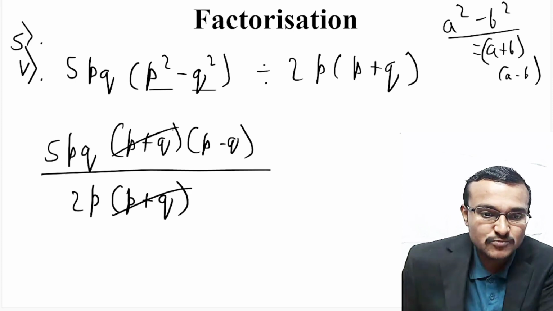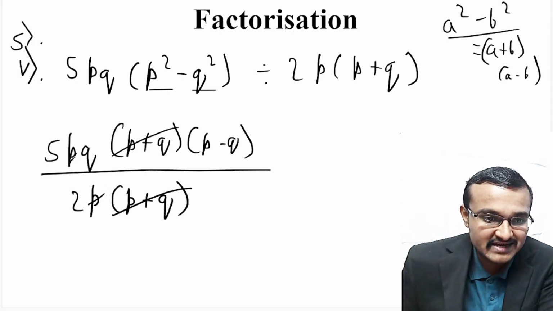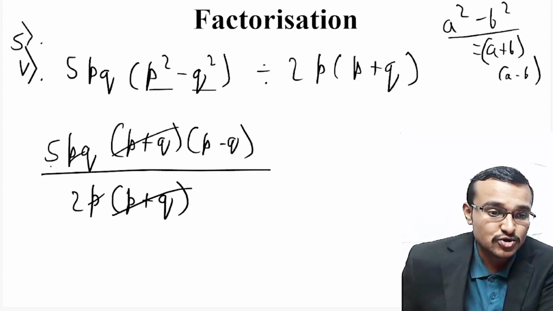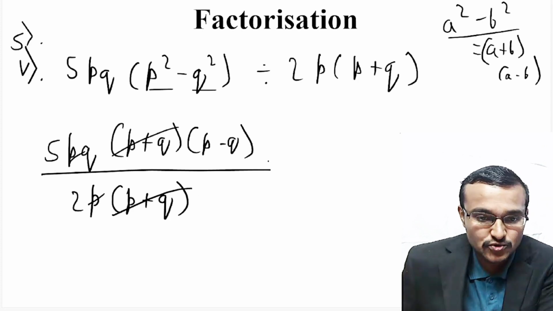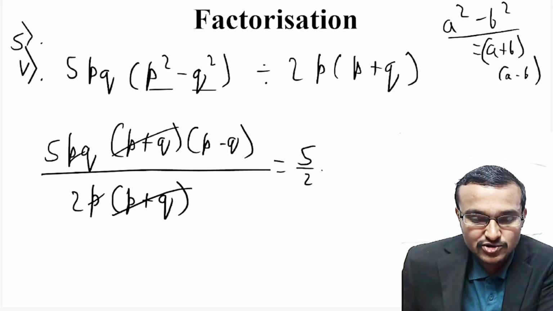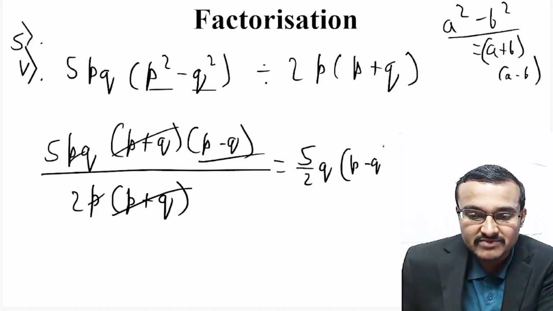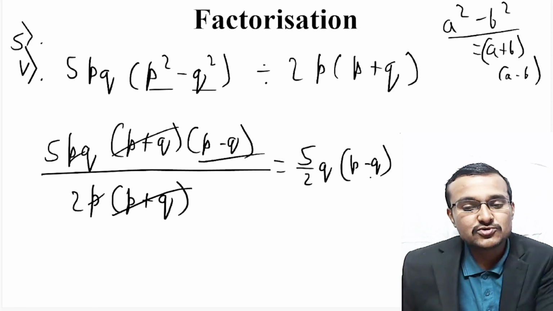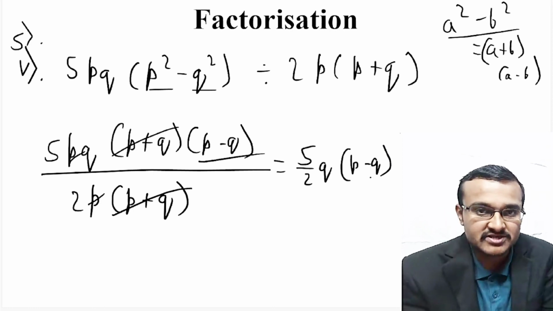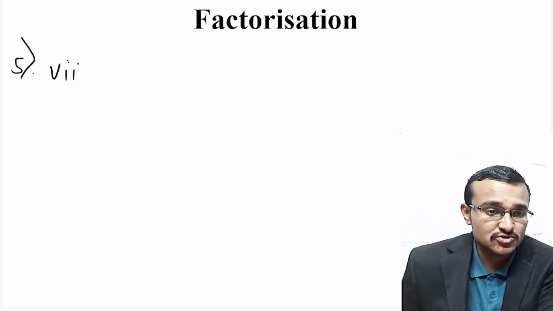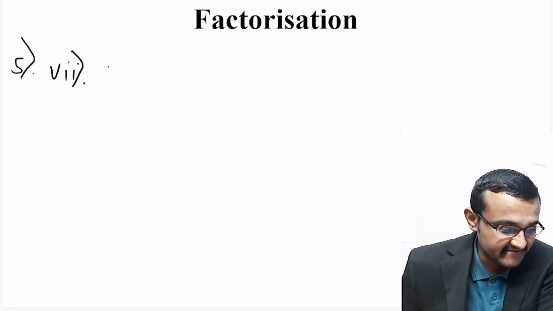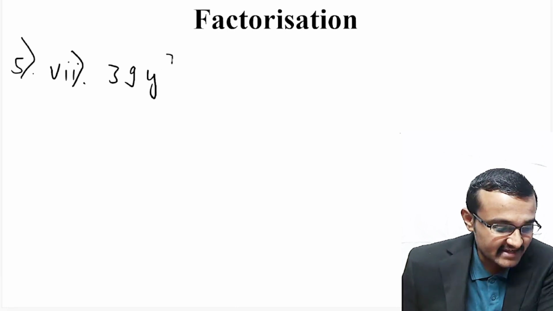Here p + q gets cancelled with each other, and p and p get cancelled with each other. So you will be having 5 by 2, times q, times (p − q). So (5/2)q(p − q) is the answer for this fifth question.